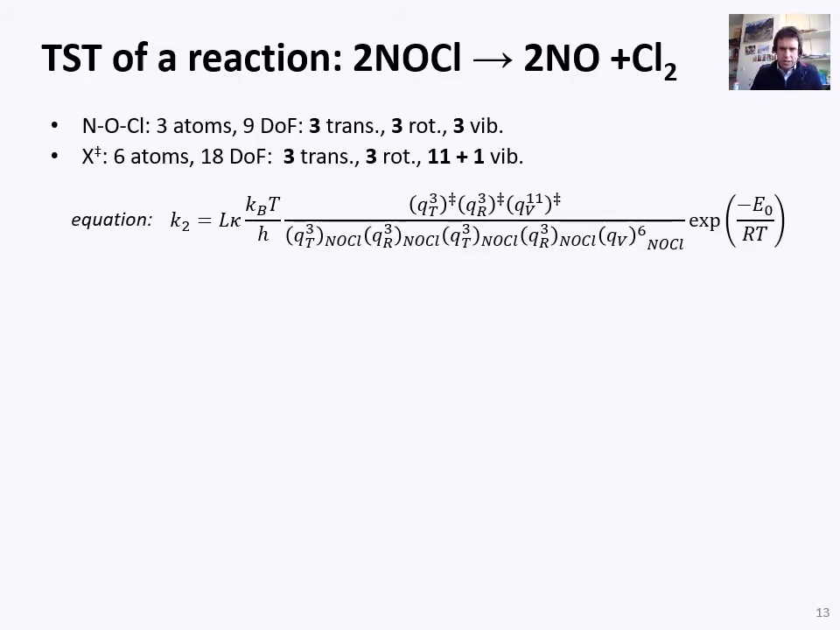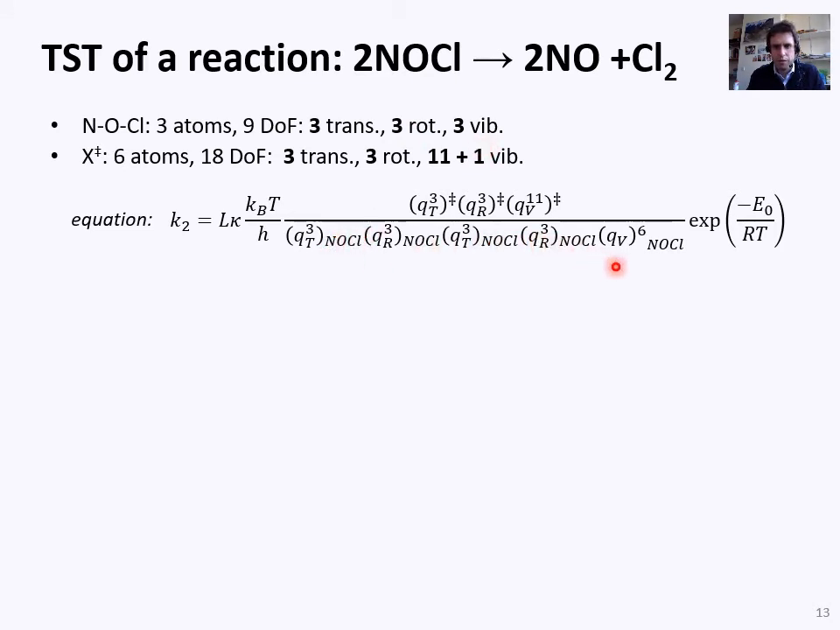So, let's think about this reaction here, this species basically splitting up into these two, okay? And once again, we can go through the same process. We've got two reactants, they're the same, so you've got 3 atoms in each of them. So you're going to have 3 translations, 3 rotations, and 3 vibrations. So that's what we've got down here.